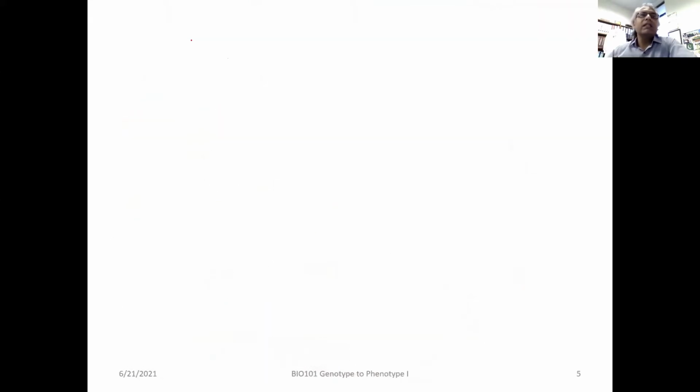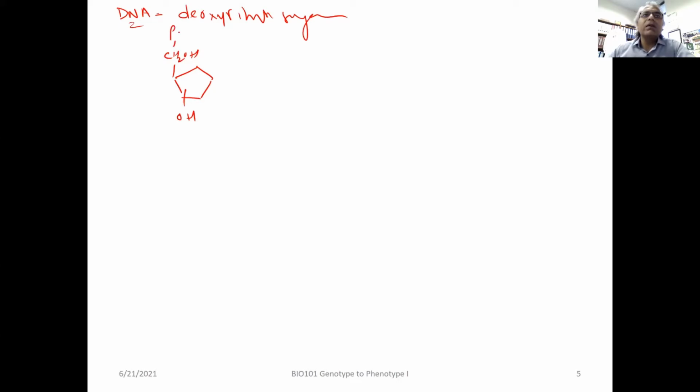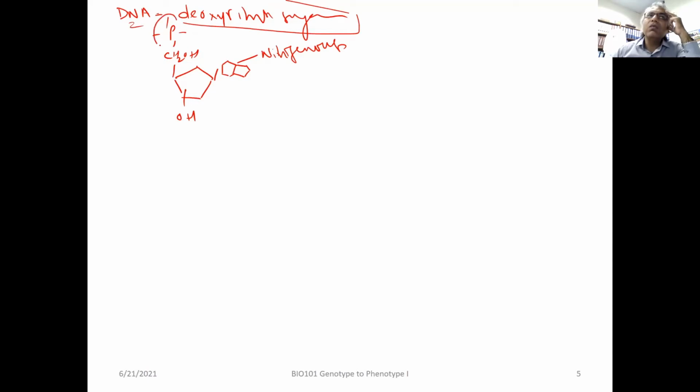We are talking about DNA, and DNA carries deoxyribose sugar. This sugar molecule has, for example, a phosphate here, and then on this side you will have the nitrogenous bases. So with this deoxyribose sugar, you have a nitrogenous base attached, and on the fifth carbon in this pentose sugar, you have the phosphate group attached.